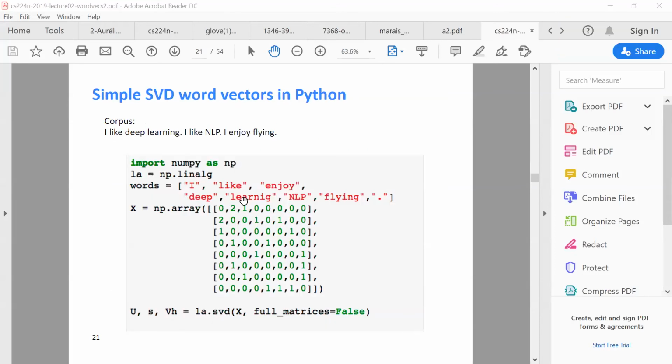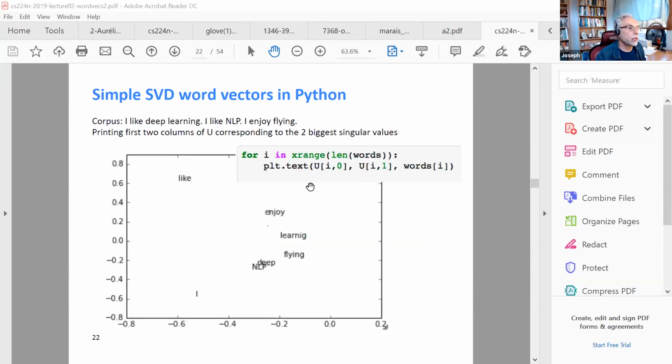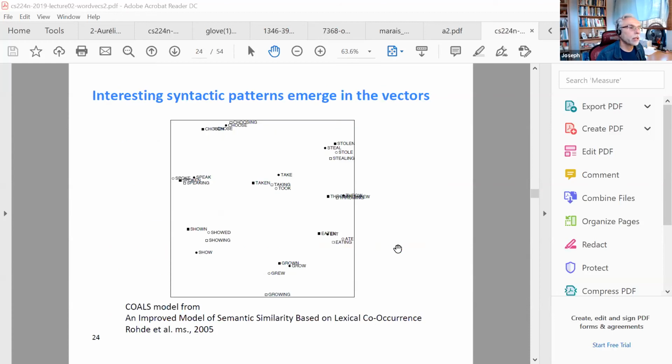SVD, simple SVD. So this is how to derive word vectors just by simple SVD. And it turns out not to work that well, even though it's straightforward mathematically. So here is an example. You do this on a very small dictionary, and I don't see very much meaning there. But that's what happens when you do it on a very small vocabulary. Hacks to X, scaling the counts. I think we need to go through all that.